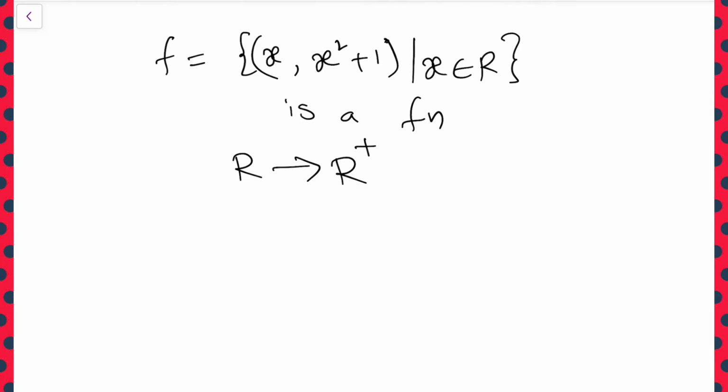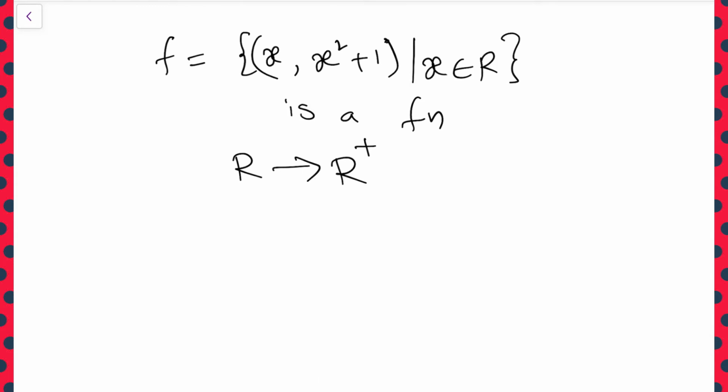F is a relation, f equals {(x, x square plus 1)} such that x belongs to real numbers, and he is saying that it is a function from R to R plus. R is nothing but real numbers, R plus is nothing but only positive real numbers. Let us check then whether it is a function or not.